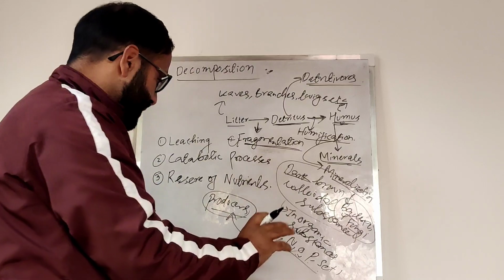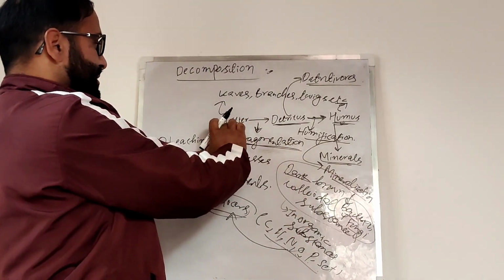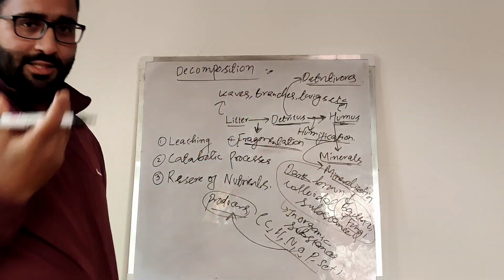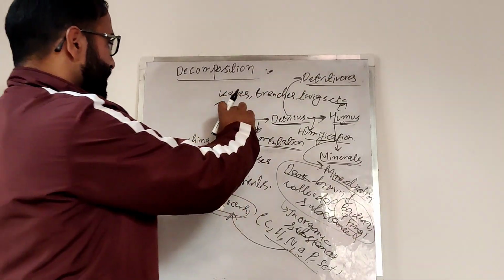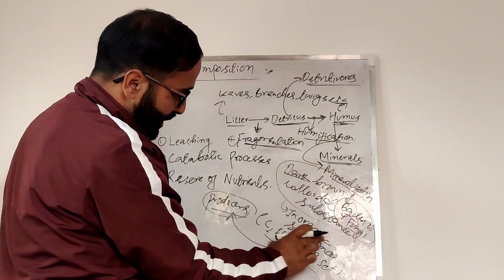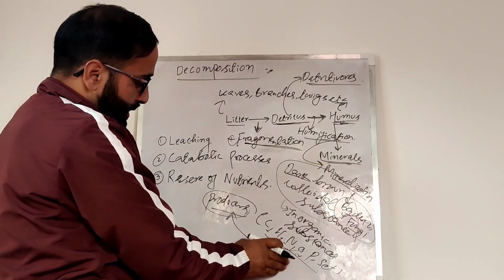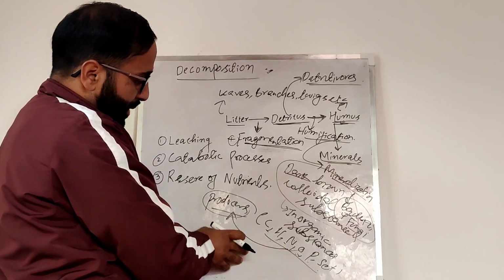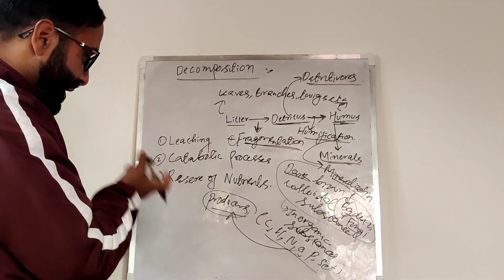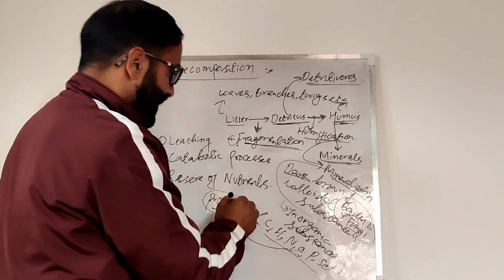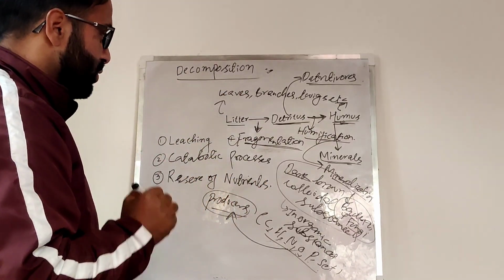First, these nutrients, these inorganic substances, were present in litter, but in complex form. Now they have been converted into simple inorganic substances or plant nutrients. These plant nutrients are taken up by the producers from the soil. In this way, the cycling of these nutrients occurs.